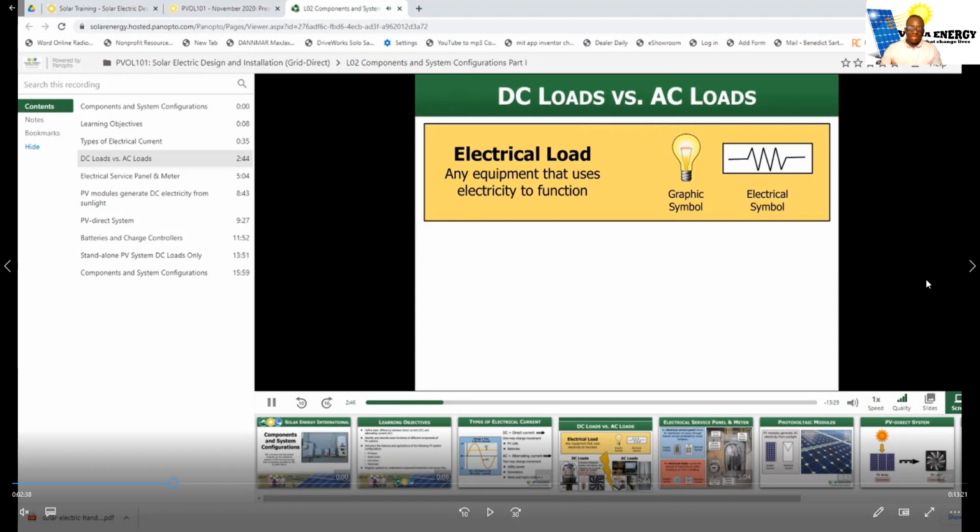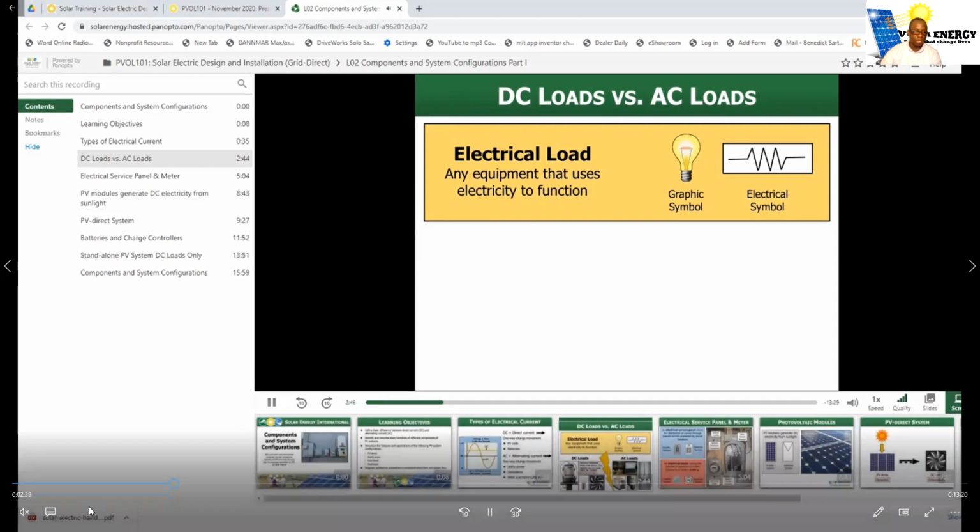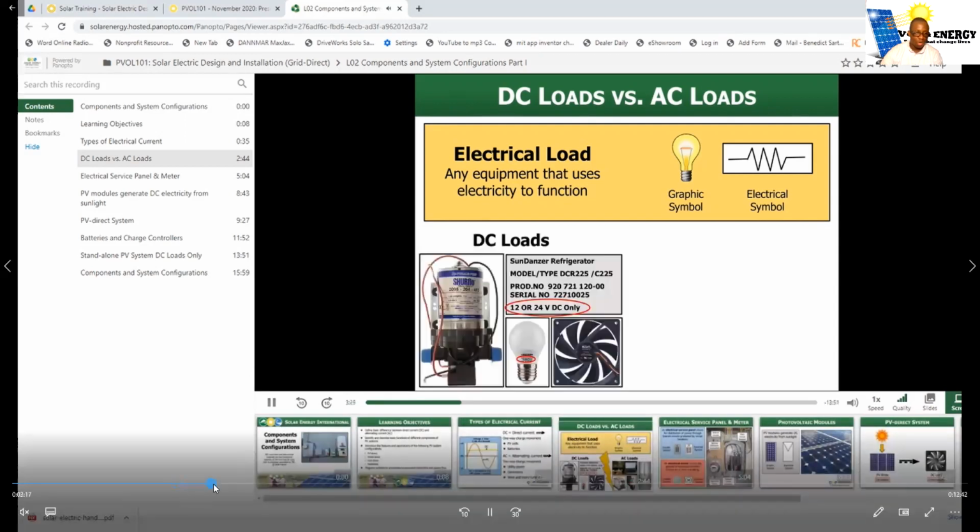DC appliances are a little bit expensive and they're difficult to repair because the technology is not very friendly. There are not a lot of people that understand DC yet in terms of devices. But AC devices have been around, they are cheaper and have been available for a very long period of time. We have had AC loads around the world for a very long time.